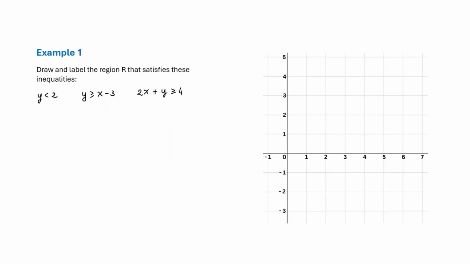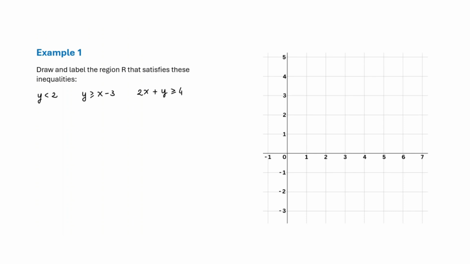Let's look at the first example. We need to draw and label the region R that satisfies these three inequalities. y is less than 2. y is greater than or equal to x minus 3. And 2x plus y is greater than or equal to 4. We will work through the inequalities one at a time. For each inequality, we will draw the boundary line, decide whether it should be solid or dashed, and then shade the side that satisfies the inequality.